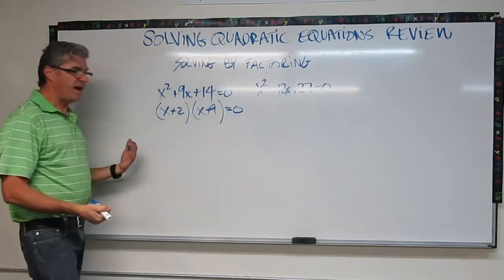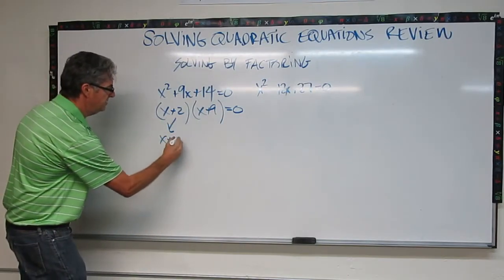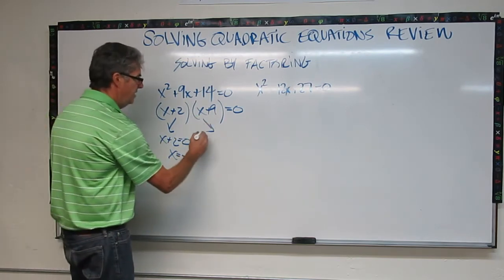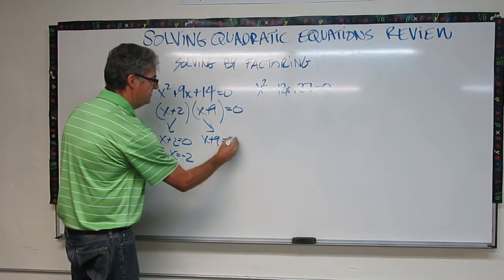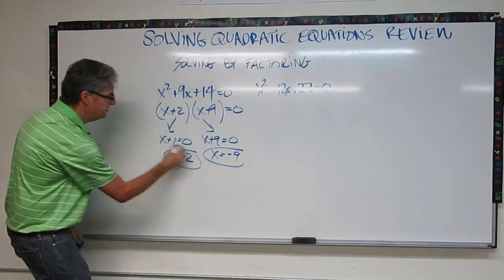So that gets us our factoring. Now we have our 2 branches. X plus 2 equals 0. X is negative 2. And in this one, x plus 7 equals 0, so x equals negative 7. So those are our two solutions for this one.